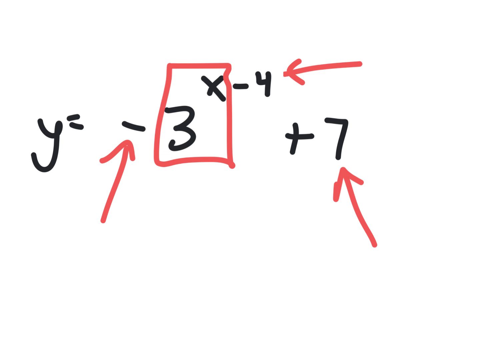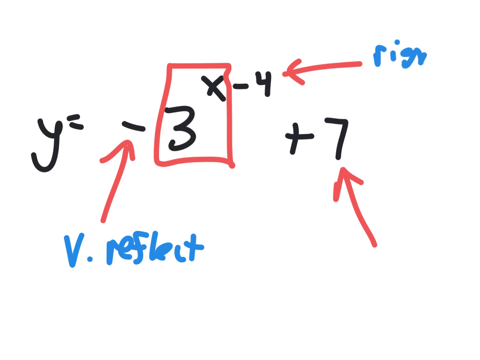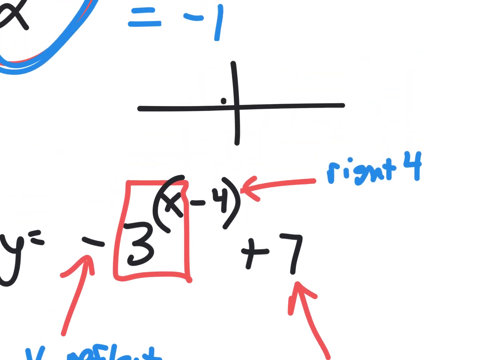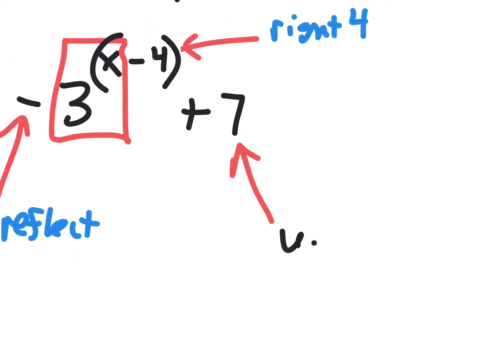The 3 moves would be a vertical reflect, right 4. If you said left 4, I totally understand, because negative 4 is usually to the left, like it's over here somewhere. So why on earth is it right? Because it's inside. You don't trust the things on the inside. They're counterintuitive. All right, and then that 7 is up 7. You guys with me so far? All of those are like little basics we gotta know.